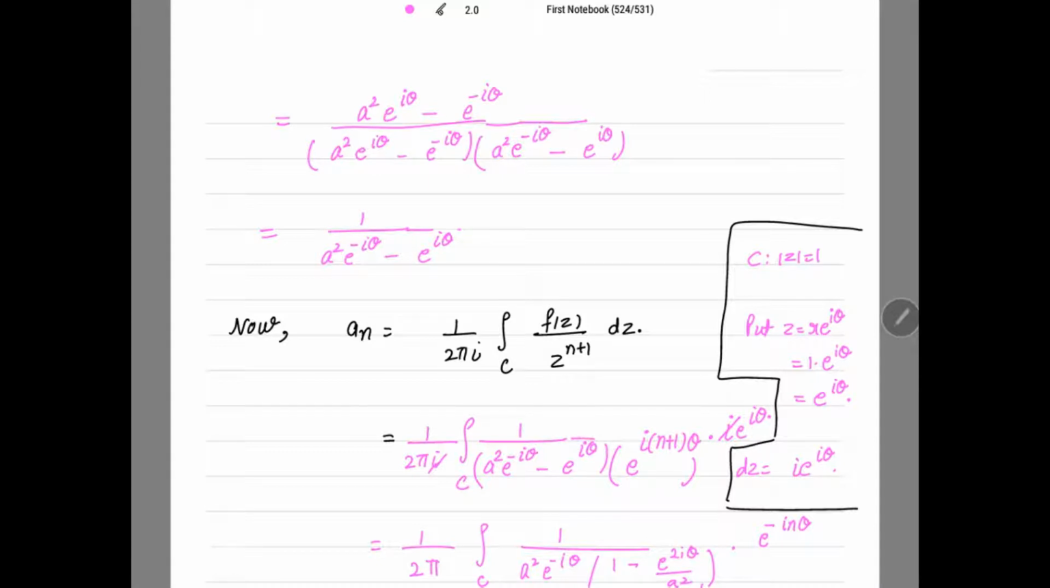See, this is in the denominator, right? E to the power iota n theta into e to the power iota theta. This e to the power iota theta will be cancelled with this numerator, and then this denominator is going to the numerator with its inverse, that is e to the power minus iota n theta. Hope this is clear to you.